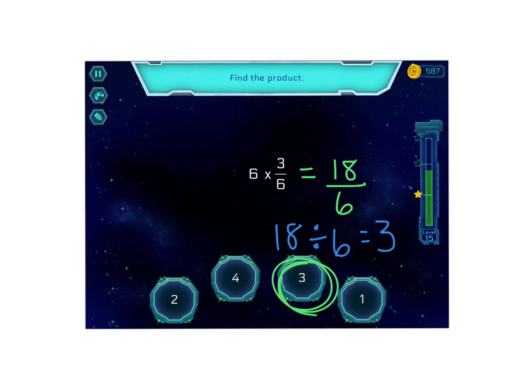Think about fractions, multiplying fractions, as if it's repeated addition. I think you're going to find this one to be not so bad, guys.